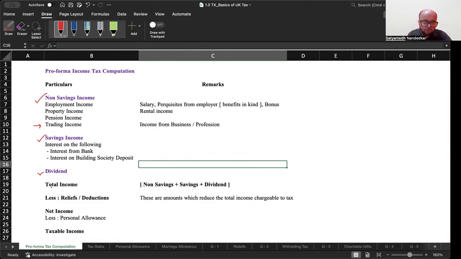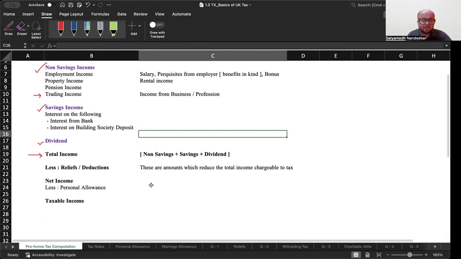The total of all these three, non-savings, savings, and dividend, is your total income. This is your cumulative amount from all sources. Now, from this total income, the tax authorities allow you to deduct certain amounts before arriving at your taxable income. Now, what is taxable income?